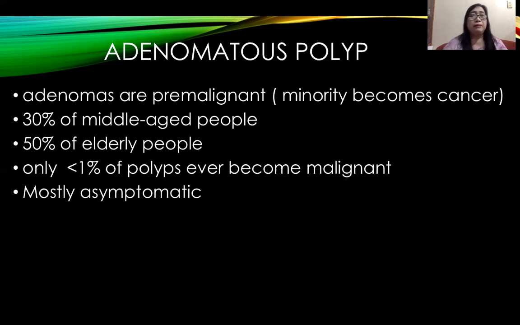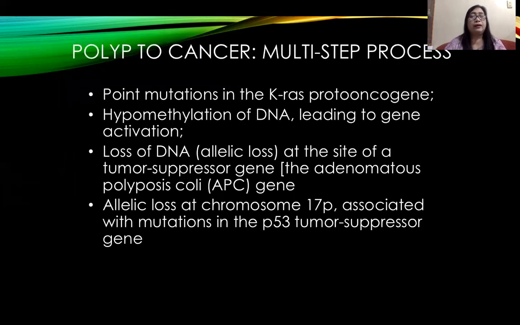They said that 30% of middle-aged people can have adenomatous polyp, while 50% of the elderly may develop adenomatous polyp, and only less than 1% of this adenomatous polyp can become malignant. Polyps are said to be asymptomatic. Now, the development of polyp to cancer is a multi-step procedure.